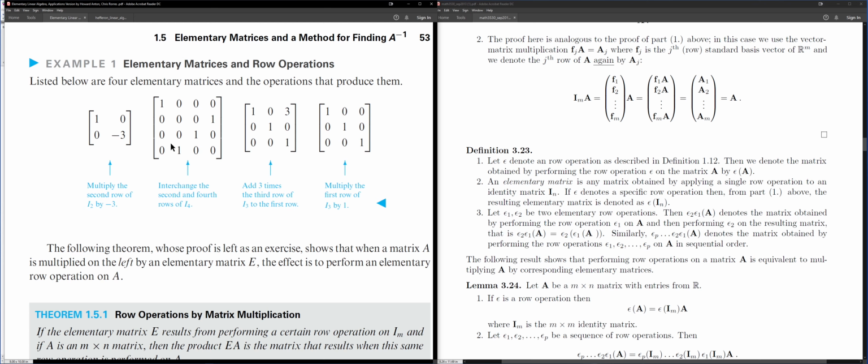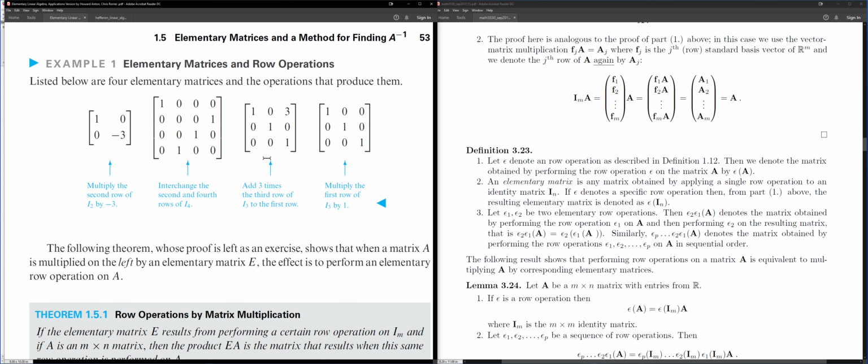This is also an elementary matrix. You started off with I4, a 4 by 4 identity, and you exchanged row 2 and row 4, and that's what you get over here. So this is also an elementary matrix.